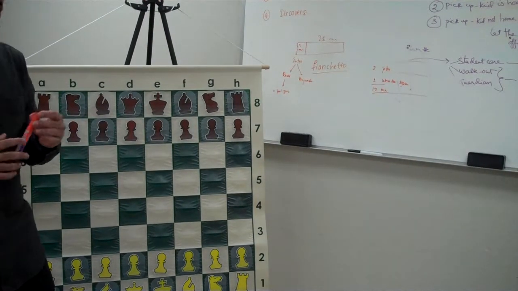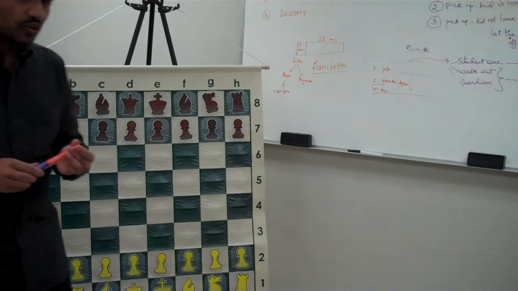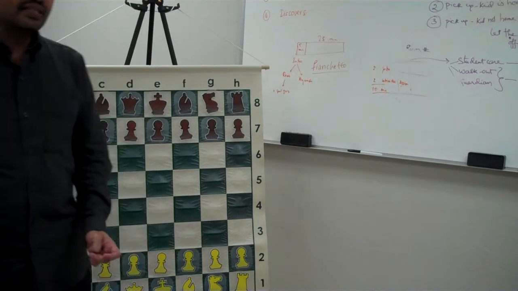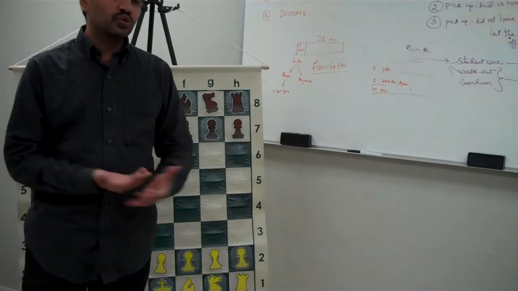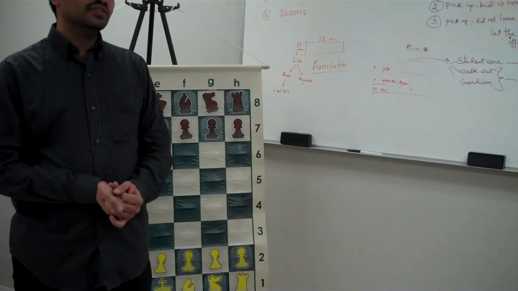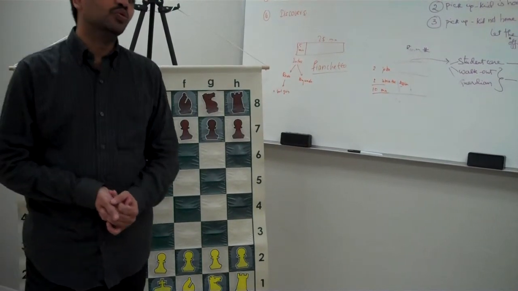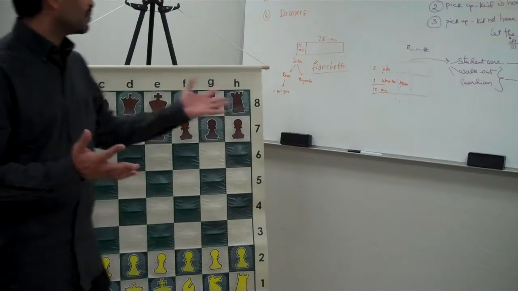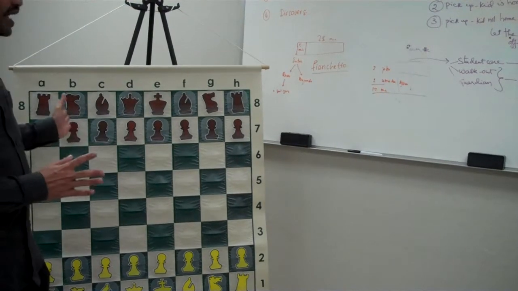F-I-A-N, fianchetto, C-H-E-T-T-O. And let's have it repeated 2 times. Fianchetto. Fianchetto. Okay, so let's talk about the diagonal.